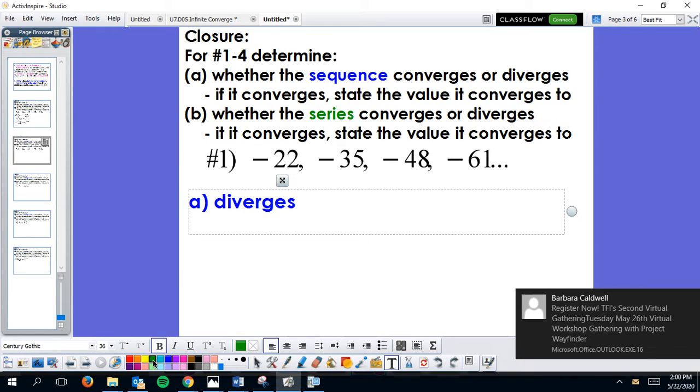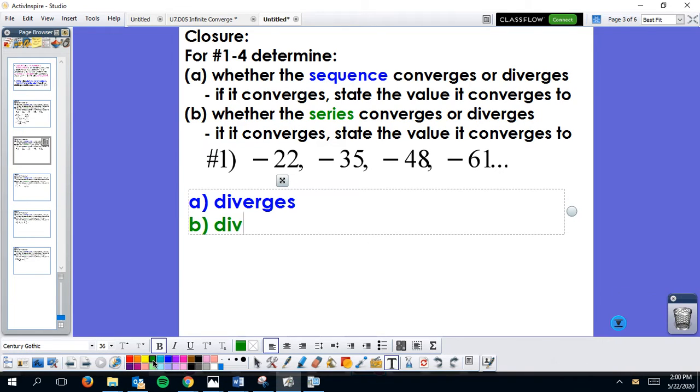And the series, if the sequence diverges, the series also diverges. If we were to add all these numbers together, it would just be one giant negative number. So both of those diverge.